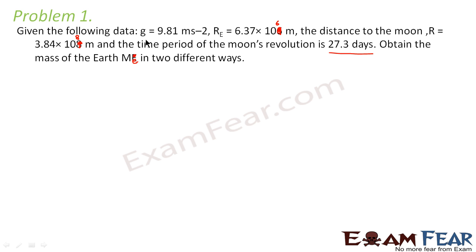So we are given the value of g, re, and r, that is the distance from the moon, and also the time period of the moon's revolution. So we have to calculate the value of mass of the earth.